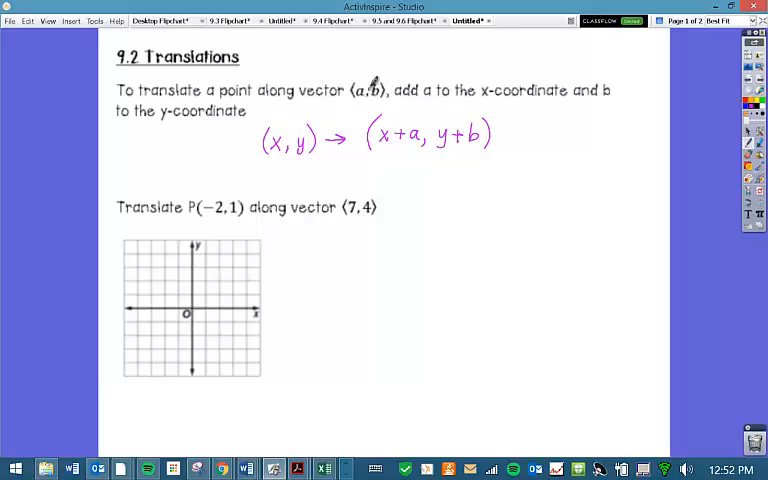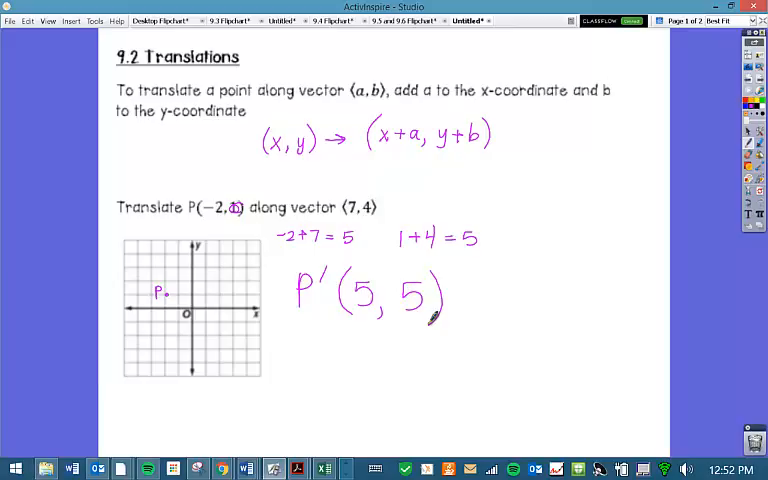So my example is I want to take point P, which is at (-2, 1). So here's point P. I'm going to translate it along the vector <7, 4>. That means I'm going to take my x coordinate -2, and add 7 to -2, which gives me 5. So for my new point P prime, my x coordinate is now 5. I added 7 to -2. To get my y coordinate, I'm going to take my y coordinate, which is 1, and add 4 to it, 5.